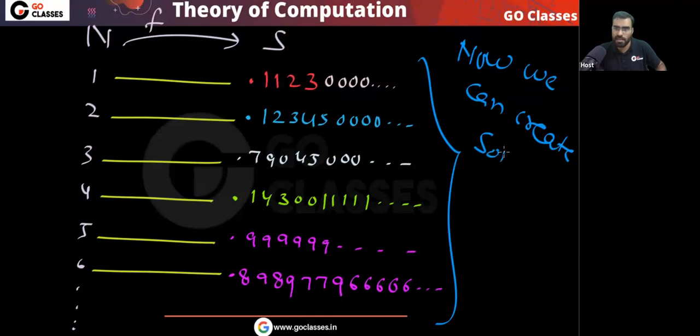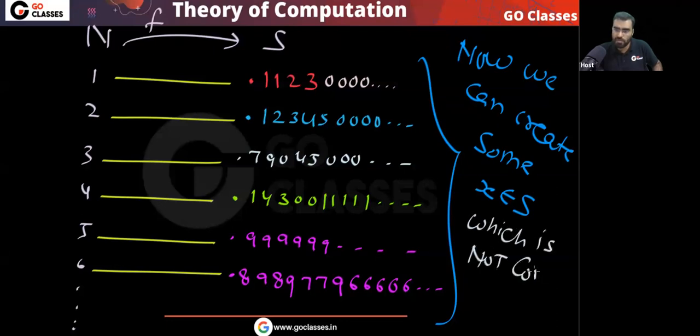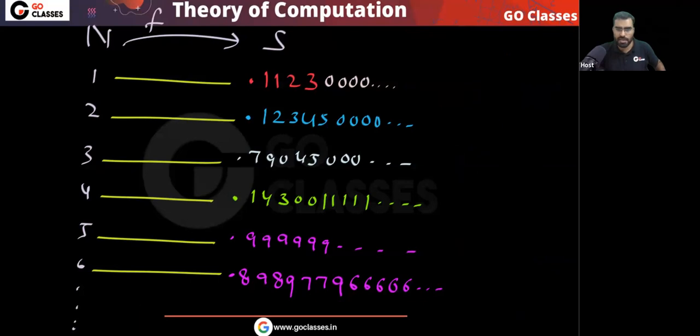Okay, please understand. Now we can create some X belonging to S, which is not covered by F. I can create this type of element. So what will I do? I am creating this type of element which is not covered.